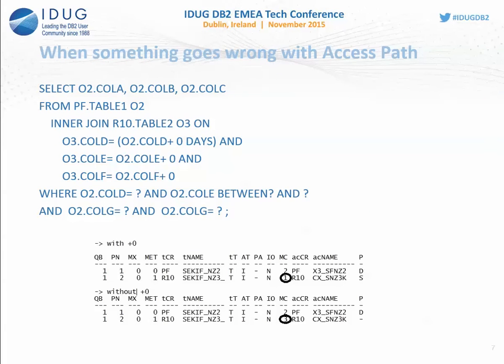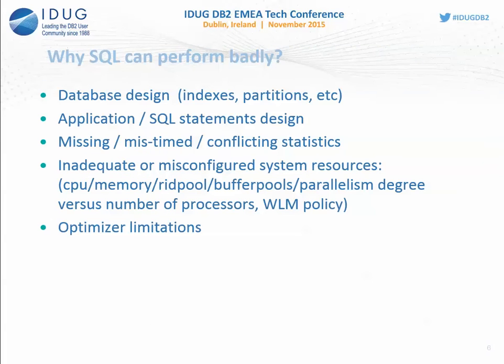And Jacek's presentation will have a few examples, and all those examples would be examples of why SQL can perform badly, based on this list as well. With the 150,000 SQLs that they're running, they isolated just a few examples that they met.